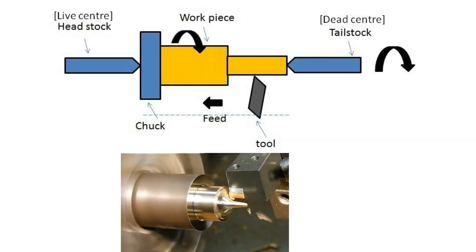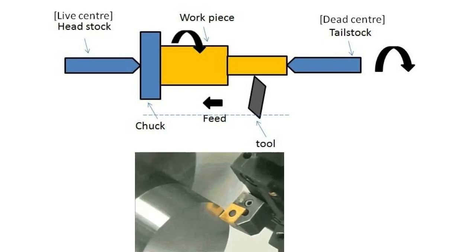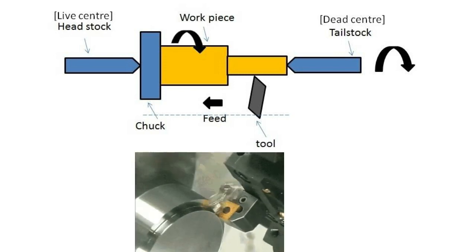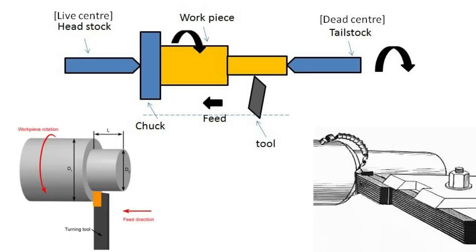A lathe works on the principle that a cutting tool can remove material in the form of chips from the rotating workpiece to produce circular objects. Lathe holds the workpiece rigidly and rotates them at very high speed, while a cutting tool is moved against it.